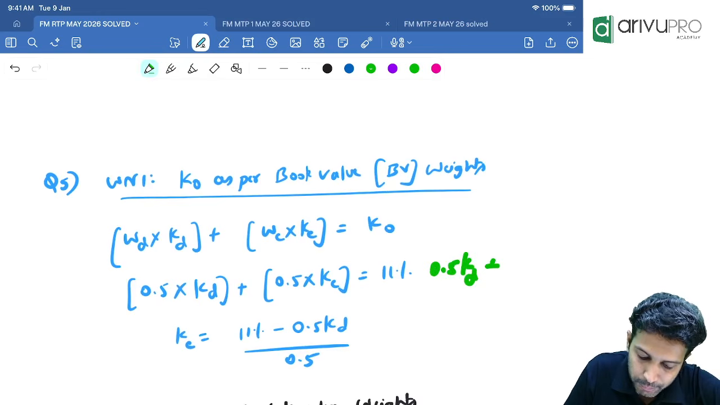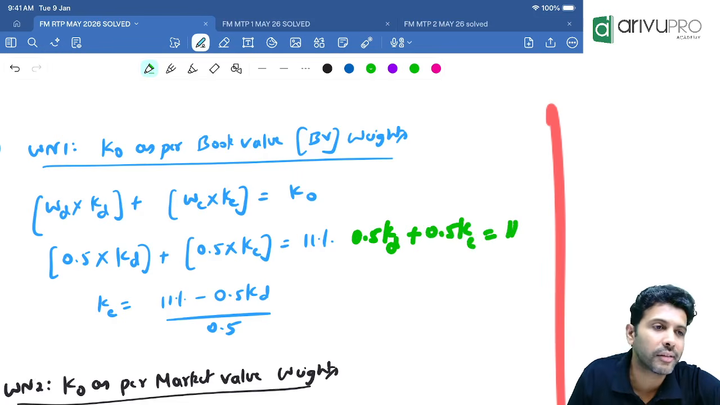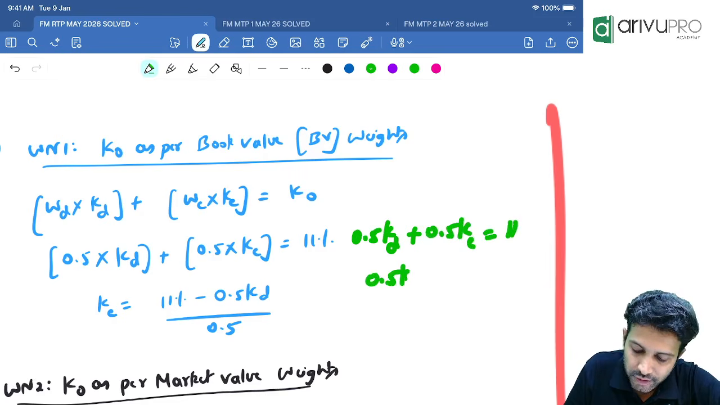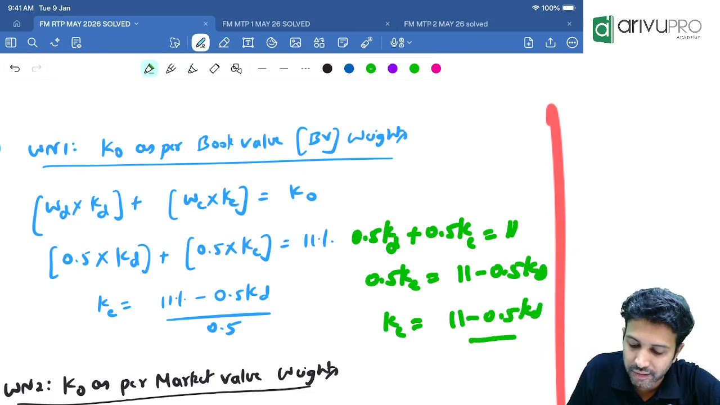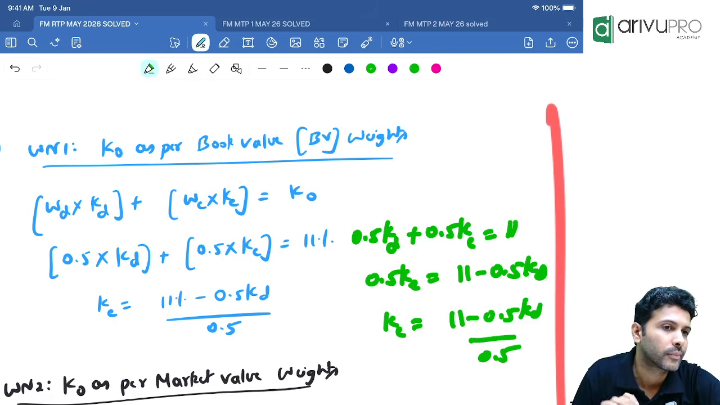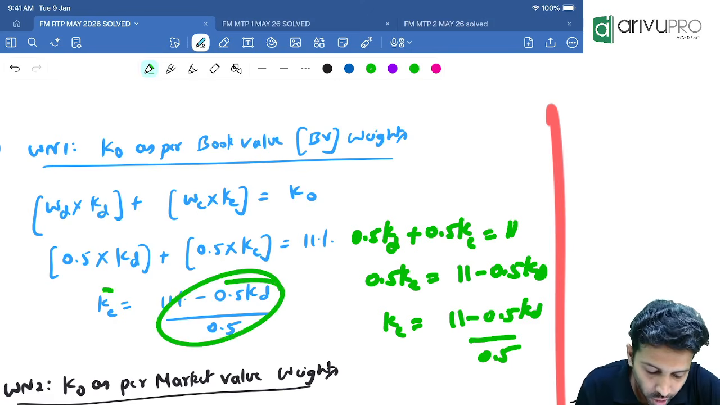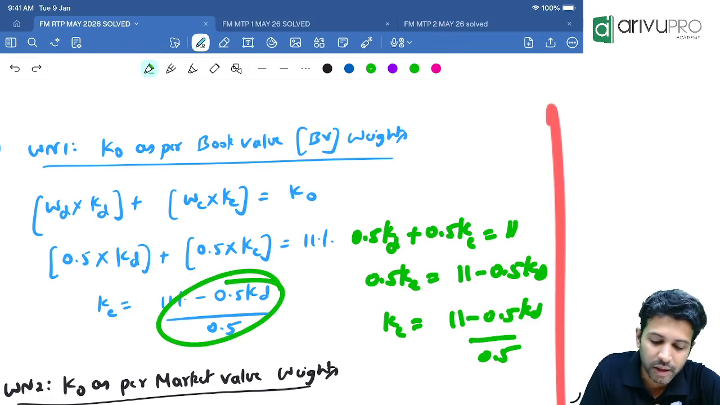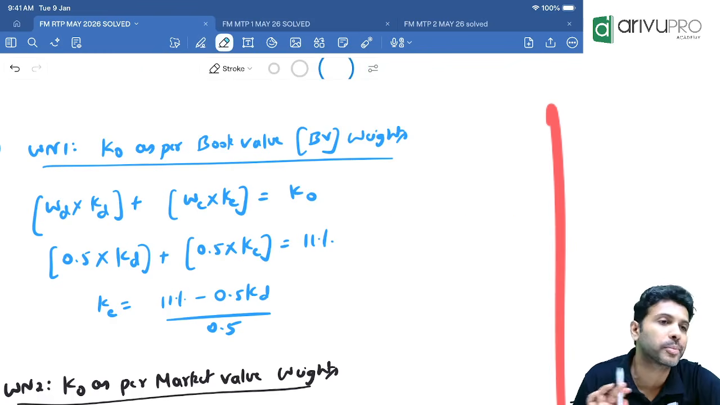0.5 KD plus 0.5 cost of equity is equal to 11. I will keep it in percentage. Therefore, 0.5 cost of equity will be 11 minus 0.5 times KD. Therefore, cost of equity will be 11 minus 0.5 KD divided by 0.5. That is what I directly wrote in one line. Manageable. So now, cost of equity I have expressed in terms of cost of debt.